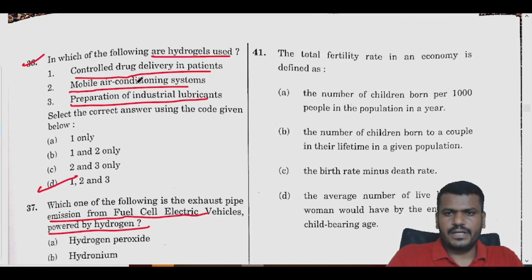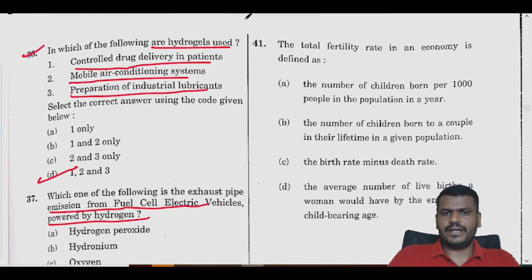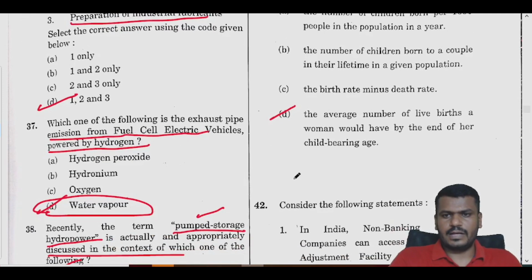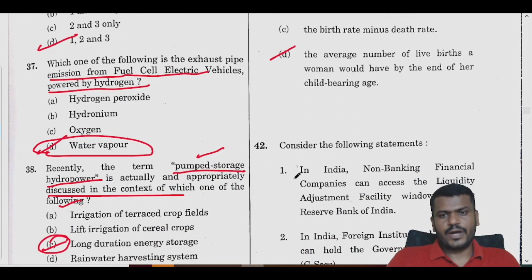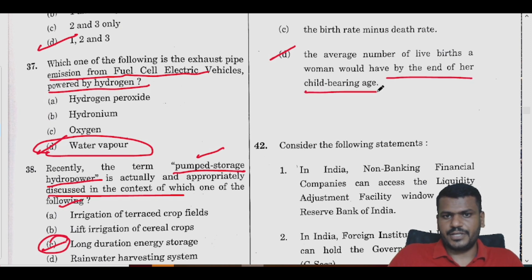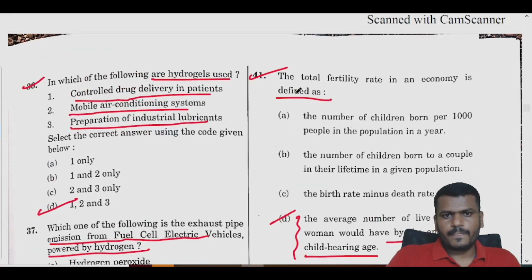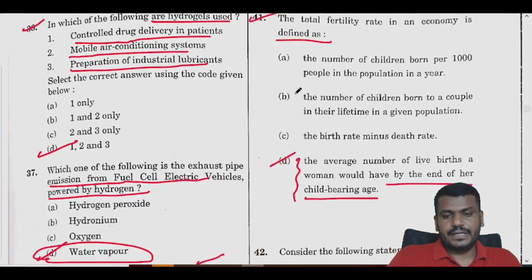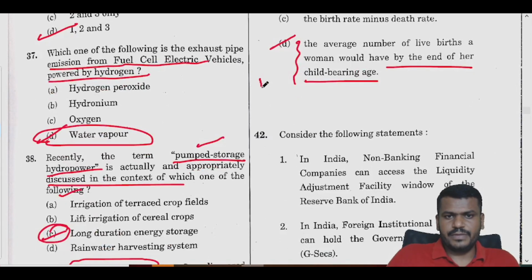Next, the total fertility rate in an economy is defined as. See, normally this is a very easy question. You should not make any mistake in this, guys. Okay, so it means the average number of live births a woman would have by the end of her child bearing age. Okay, so that is what we call fertility rate. Okay, normally the age will be 14 to 49 years.